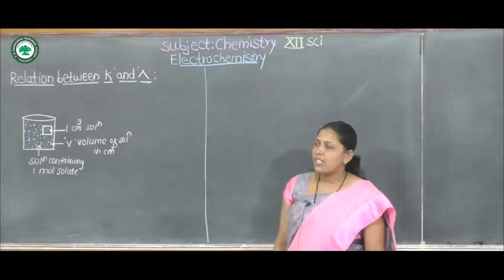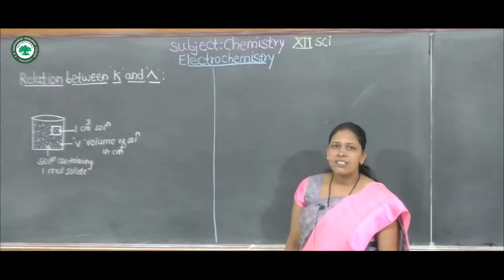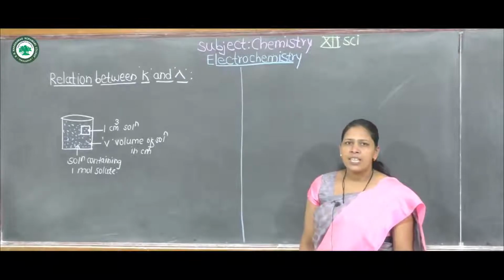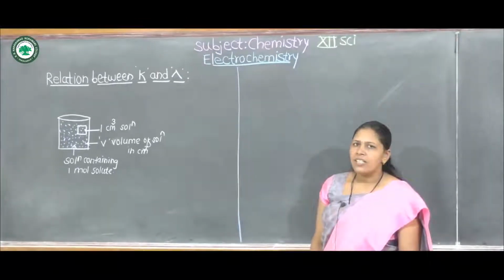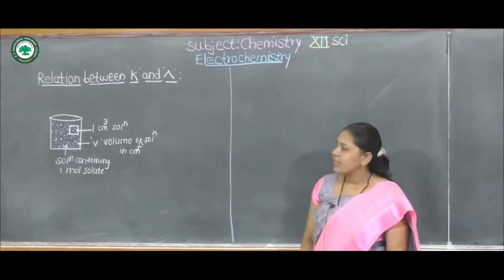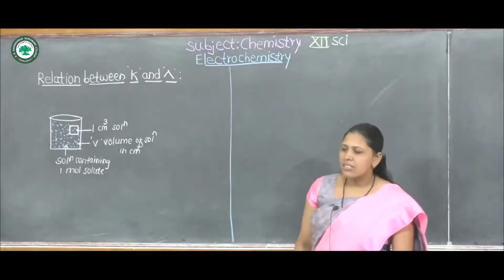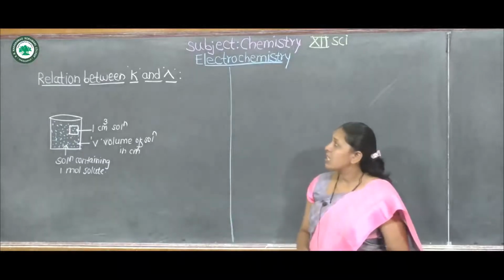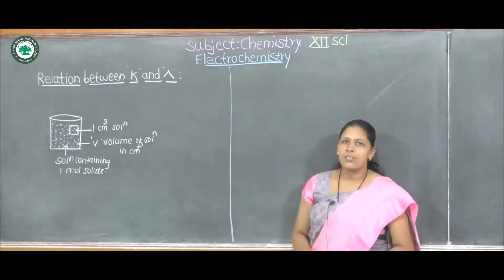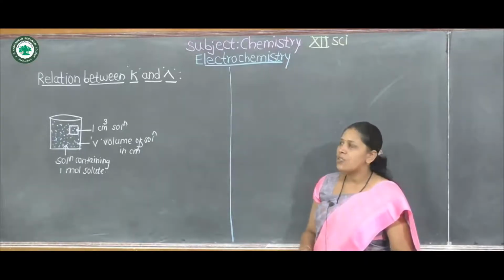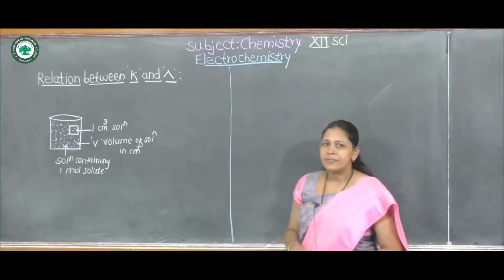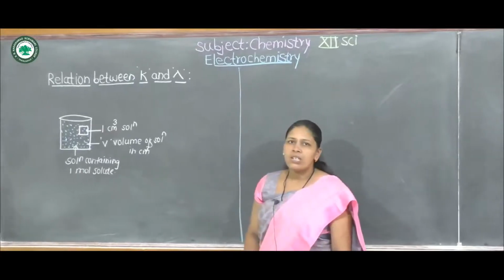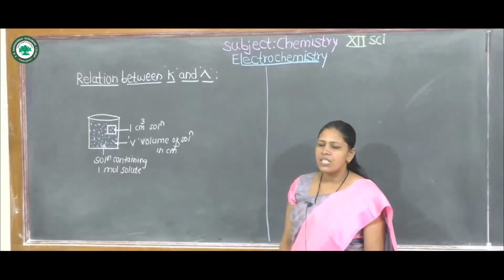Good afternoon students. In the last lecture we studied the term conductivity, denoted by K, and molar conductivity. In this lecture we are going to study the relation between conductivity and molar conductivity. Molar conductivity is denoted by capital lambda. Now see here, what is the main difference between conductivity and molar conductivity?